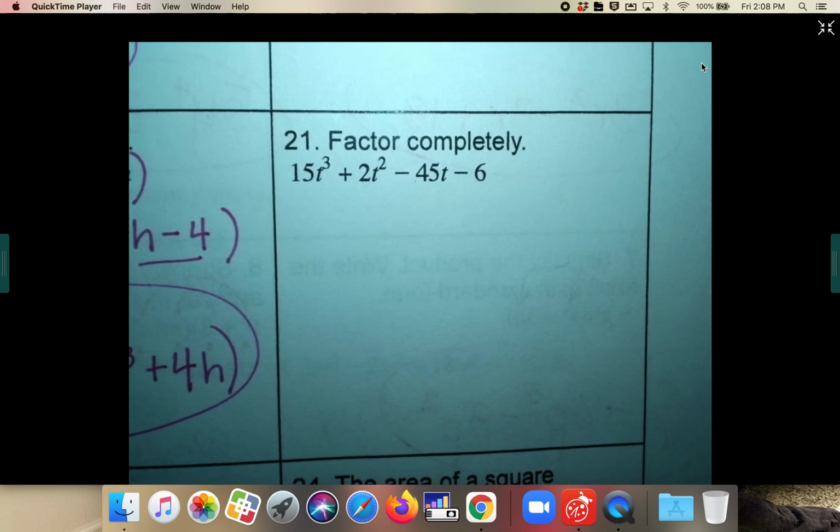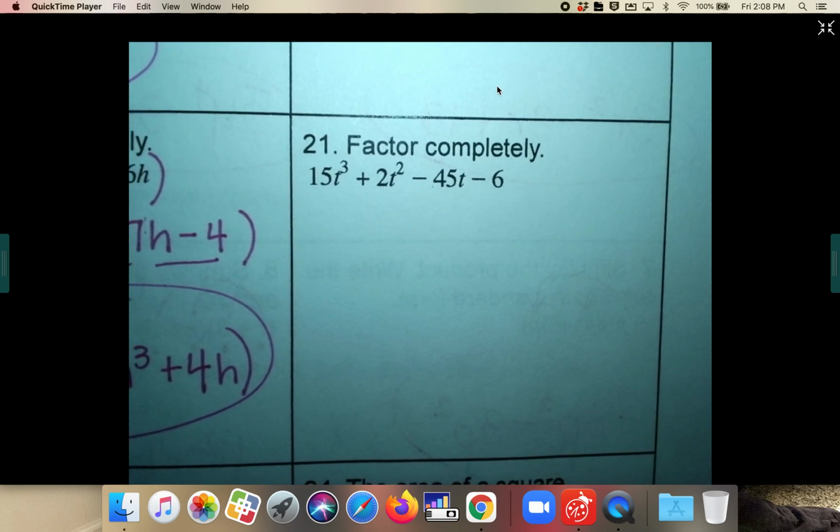All right. 21, once again, I don't see any common factor that we can pull out of all 4. So I would actually first go ahead and group them. So let's group them.